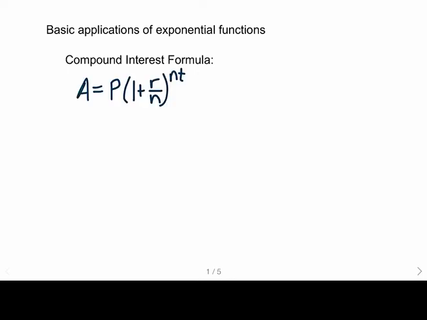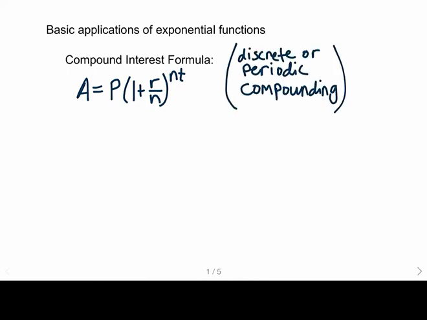In this session, we're going to see some basic applications of exponential functions, and we are going to dive right in, starting with the compound interest formula, which is A is equal to P times the quantity of 1 plus r over n to the nt. This is not something I would ask you to memorize, but you're going to see how we're going to use it, and that's what I want you to know. This formula is used for what we call discrete or periodic compounding.